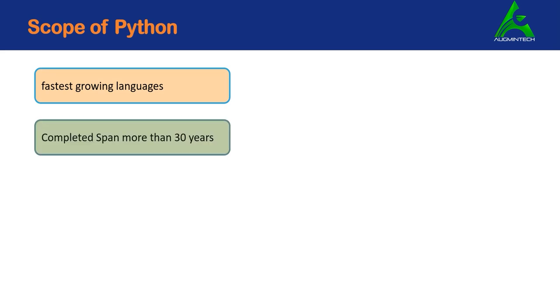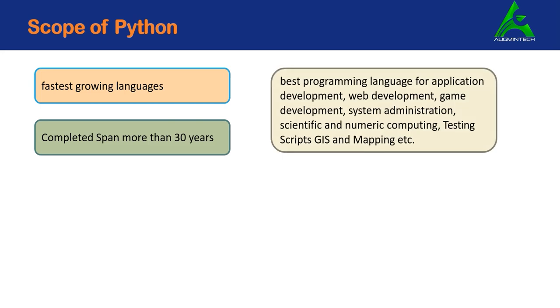It has almost completed a span of 30 years, and it is one of the best programming languages for application development. Like we have so many social media applications that are using Python. Let's say we have Instagram, Facebook, WhatsApp, Netflix, Dropbox. So all of them are using Python in one way or the other. Then Python can also be used in web development.